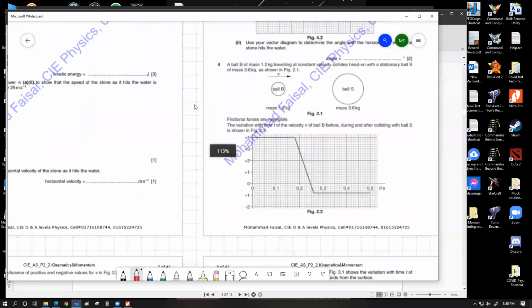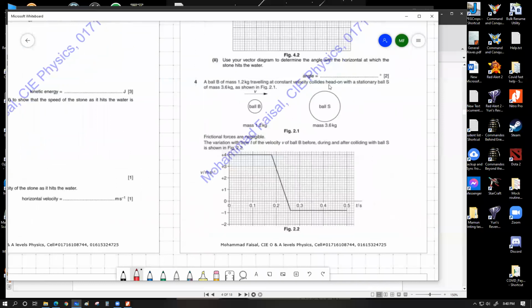A ball of mass 1.2 kg is traveling at a constant velocity and collides head on with a stationary ball S of mass 3.6 kg as shown in figure 2.1. Frictional forces are negligible. The variation in time t of the velocity v of the ball before, during and after the colliding with the ball S is shown in figure 2.2.